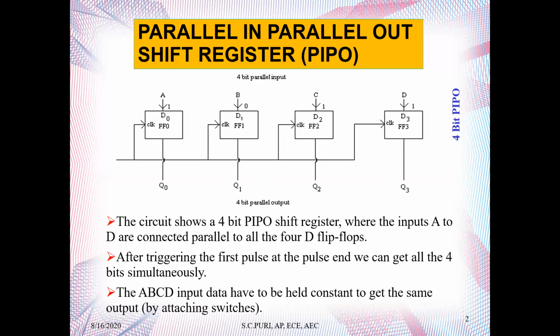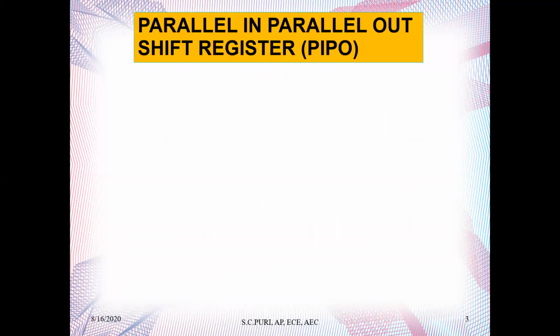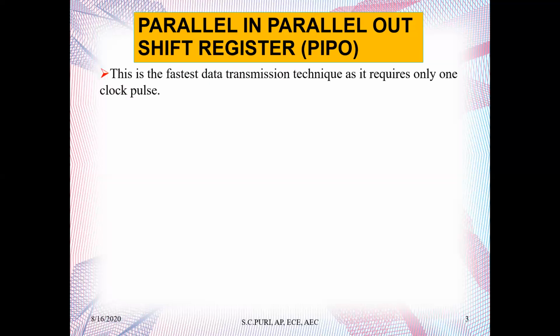The ABCD input data have to be held constant to get the same output, by attaching switches. So that's the challenge, that this input ABCD should be constant while the input is fetched by the clock. Now, definitely, as we require a single clock to fetch all the data, this is the fastest data transmission technique.